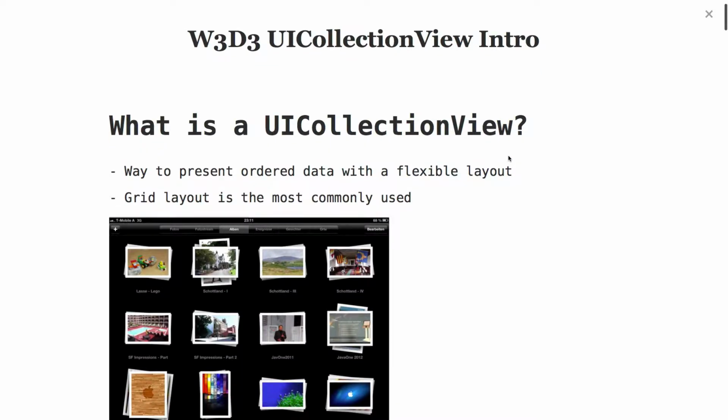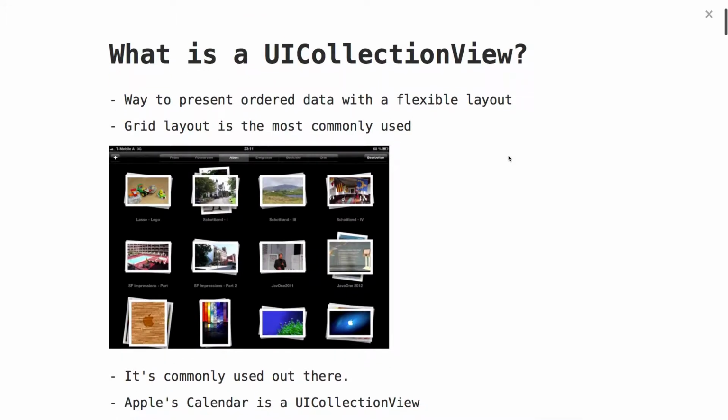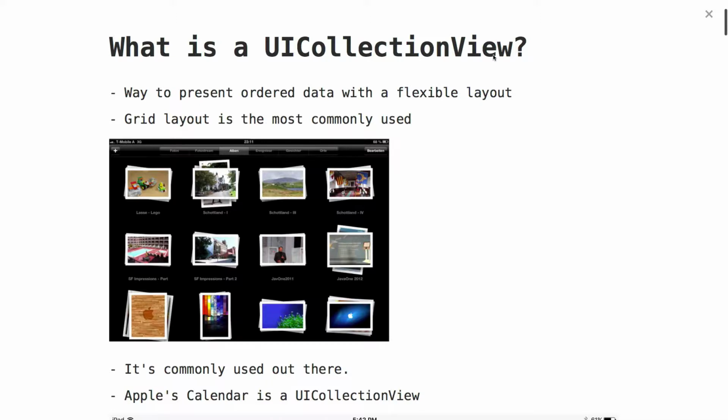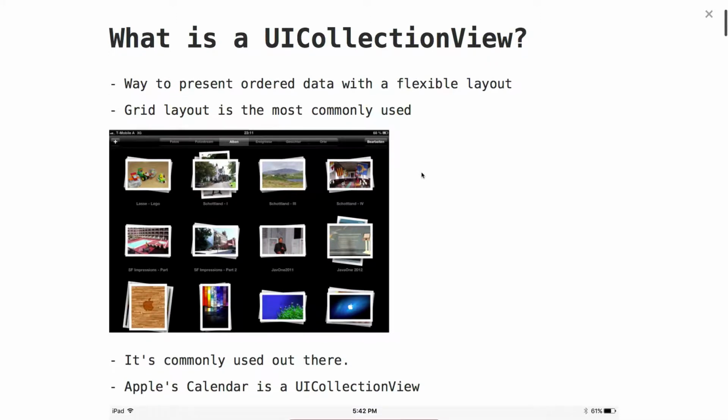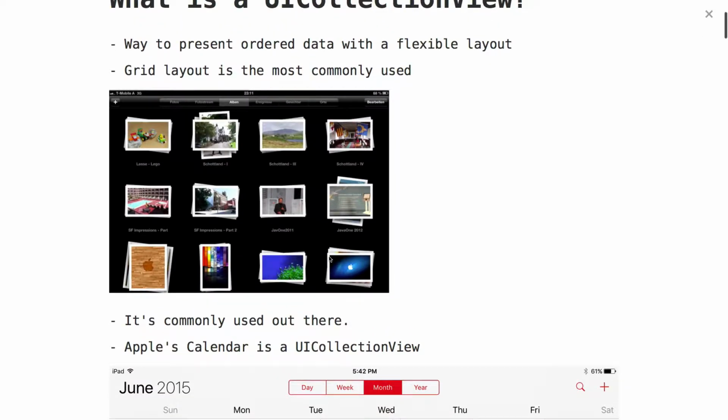All right, so today we're going to be talking about collection views and what a UICollectionView is. So first of all, it's a view. That's the first thing to know, right? So it's just a view. Obviously a complex view. It's a way to present ordered data with a flexible layout. So grid layout is the most common, and it's a very commonly used view for presenting table-like data.